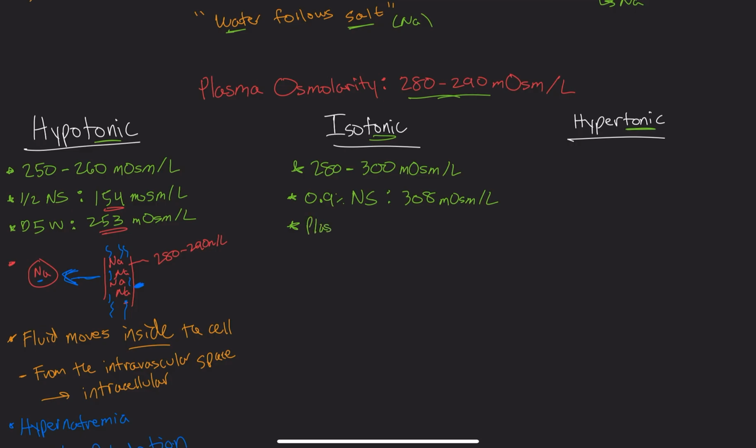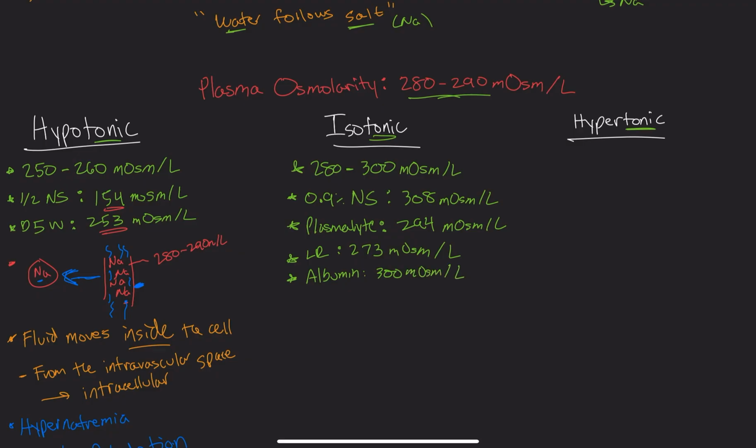Plasmalyte is another example. This one's about 294. LR would be an example here. This one's actually slightly hypotonic, about 273. But once again, it's not big enough. It still acts isotonic because that difference isn't big enough to make the fluid act hypotonic, right? Albumin could be another one. This one's normally around 300.